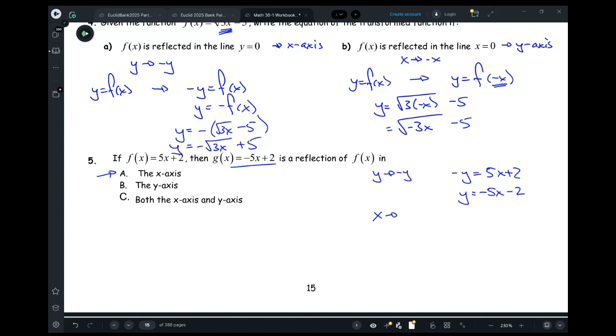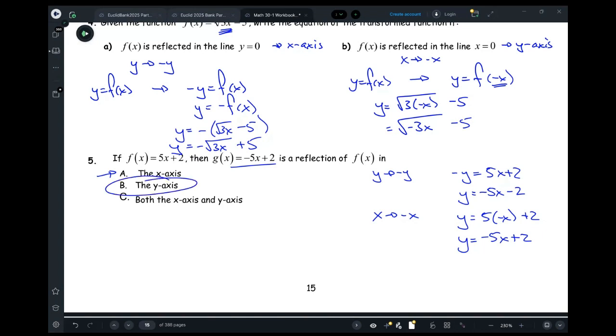If it's a reflection in the y-axis, I'm going to replace x with negative x, which means we're going to get 5 times negative x plus 2. And then I'm going to multiply that together to get negative 5x plus 2. And that is actually what I'm seeing, okay? So that's as far as I need to go. It was just the term that had the x in it that changes.